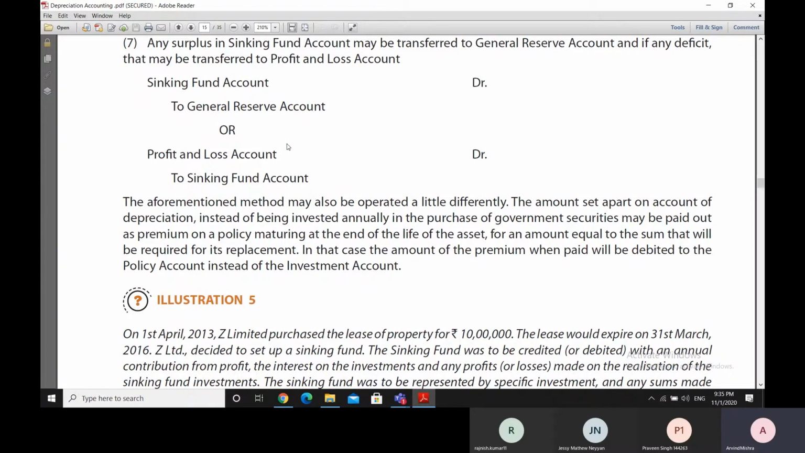So in case we are doing this, then whenever we pay the premium for the insurance policy, that will be debited to the policy account instead of the investment account, because so far we have been debiting that amount to the investment account, the sinking fund investment account. Instead of the sinking fund investment account, now we will debit the amount to the policy account.